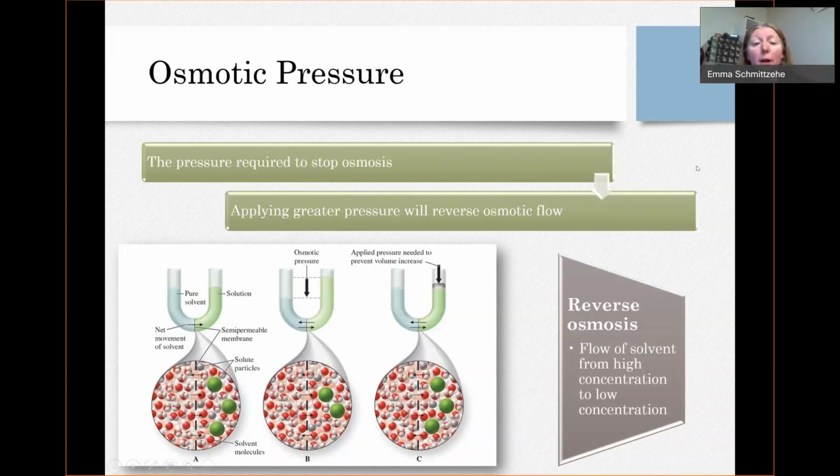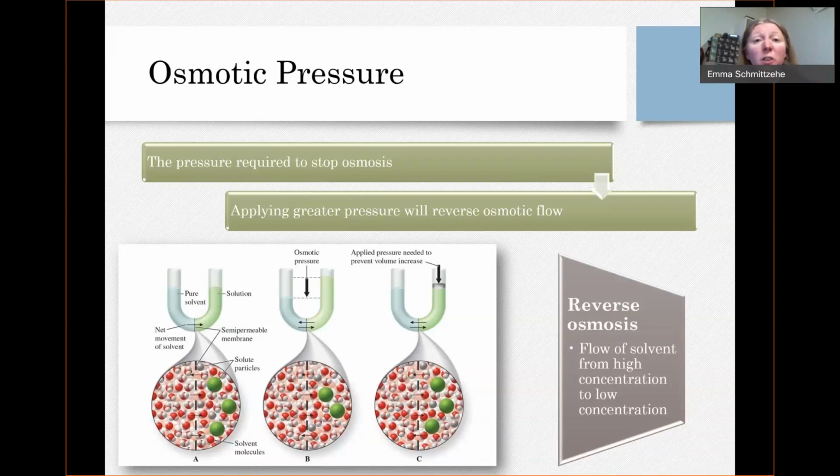So the osmotic pressure of a solution is going to go up as the concentration increases, okay? So the more particles in that solution, the more solvent is going to want to flow towards it. So the harder it's going to be to stop it, okay? So it's actually directly related to the concentration of the solution. So the higher the concentration of the solution, the higher its osmotic pressure, okay?